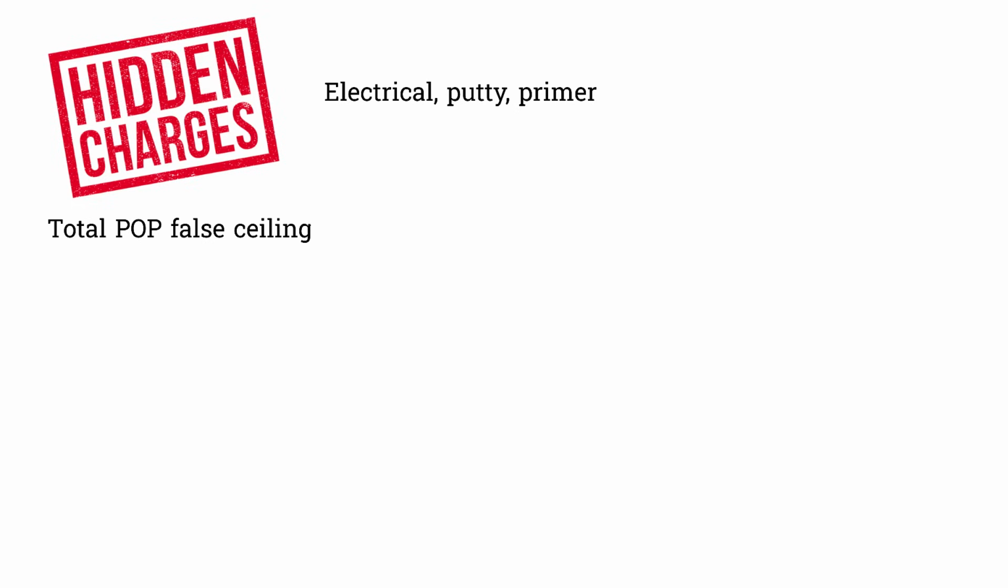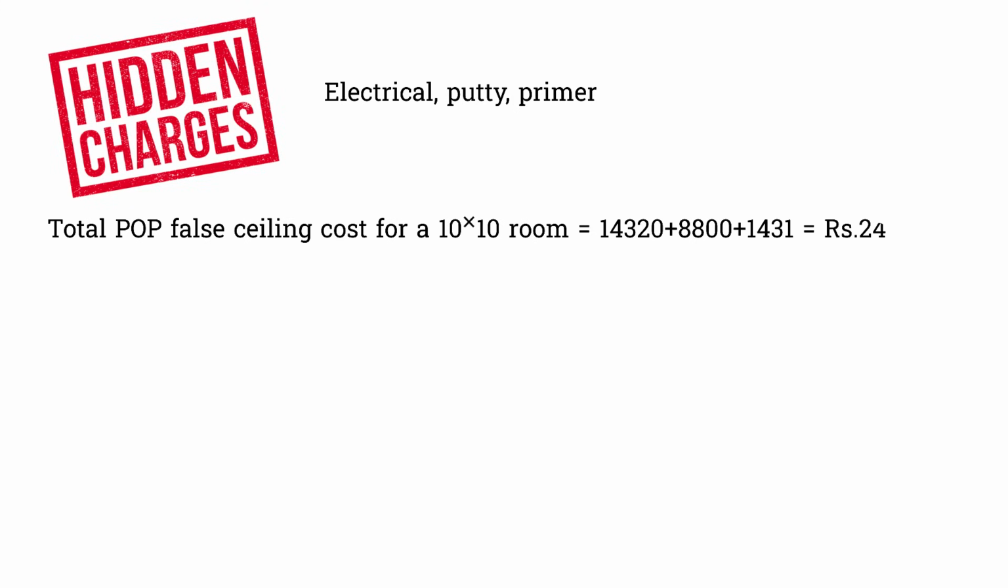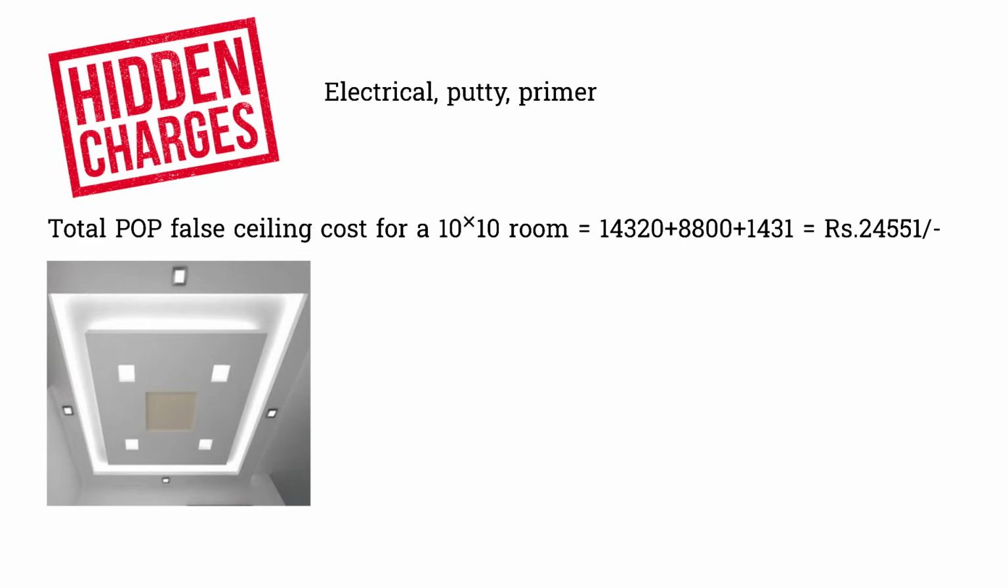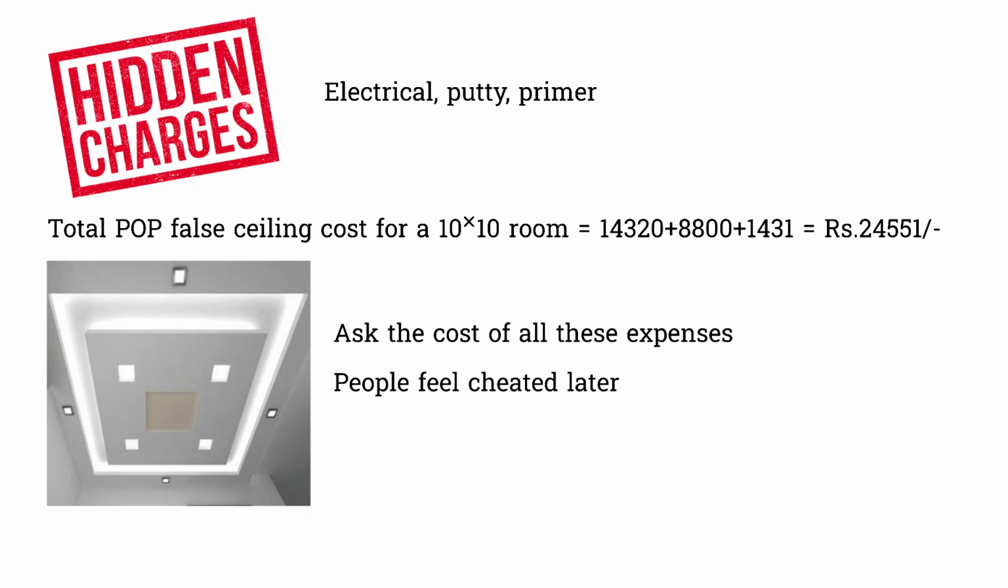After adding all these hidden charges, electrical, putty, primer, the total POP false ceiling cost for a 10 feet by 10 feet room is equal to 14320 plus 8800 plus 1431 is equal to 24,551 rupees. So whenever you are going for POP false ceiling, ask the cost of all these things. This is why people feel cheated later.